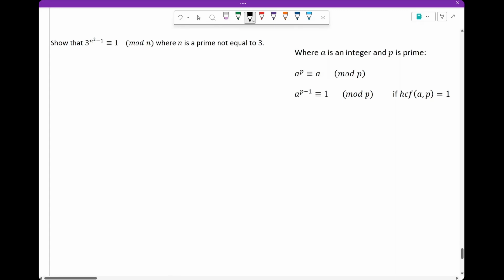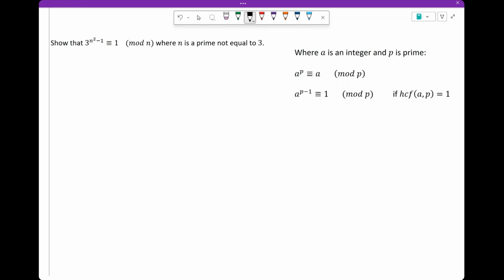In this video, I'm going to look at an algebraic application of Fermat's little theorem. So let's have a look at our question. It says show that 3 to the power of n squared subtract 1 is congruent to 1 mod n, where n is a prime not equal to 3. So how are we going to get started?